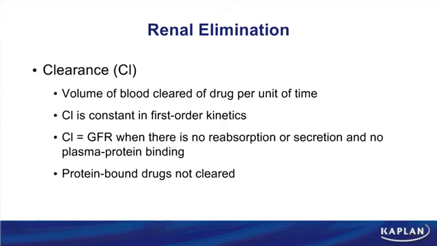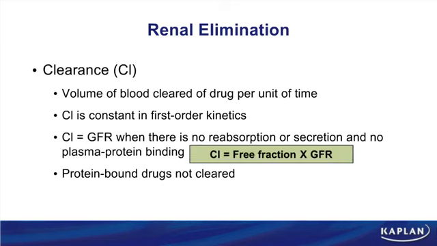Clearance is constant in first-order kinetics. In fact, clearance is equal to GFR when you don't have reabsorption or secretion, as well as no plasma protein binding. It doesn't really sound realistic, though, because many drugs are bound to plasma proteins. So I have to think about clearance being a function of the free fraction of the drug. In fact, it's the free fraction multiplied times the GFR that will estimate the clearance of the drug.